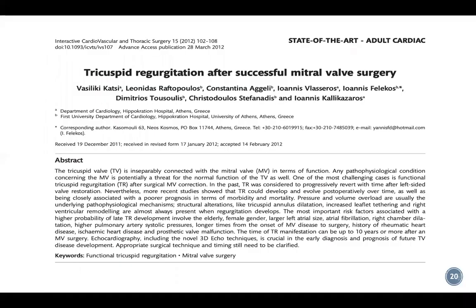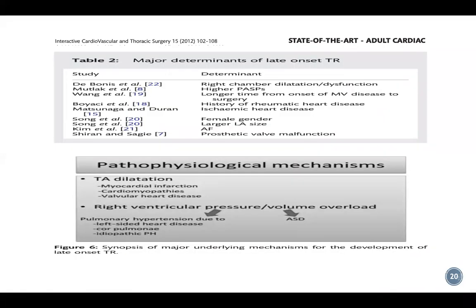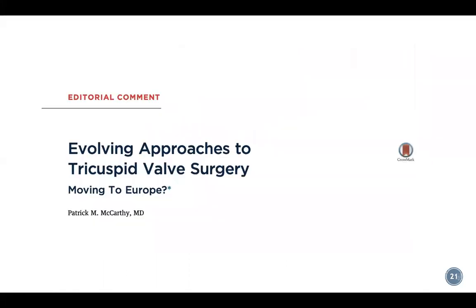Then a review article examined the tricuspid regurgitation that was unaddressed after successful mitral valve surgery, and found risk factors that can lead to progression of TR: right chamber dilatation, dysfunction, high pulmonary artery pressure, longer time from onset of mitral valve disease, especially in rheumatic patients, history of rheumatic disease, female sex, larger left atrial size, atrial fibrillation, and prosthetic valve dysfunction.